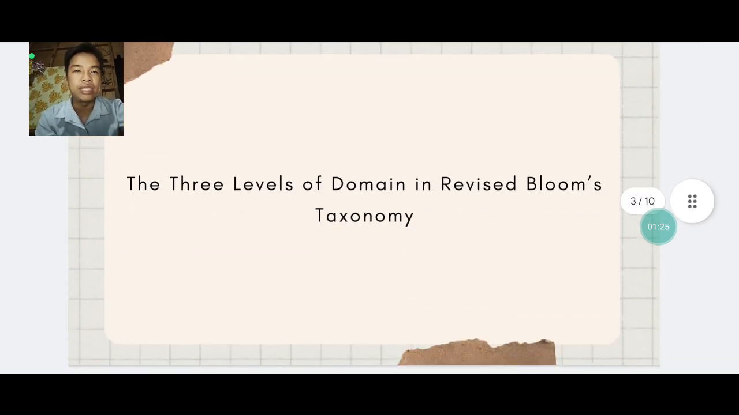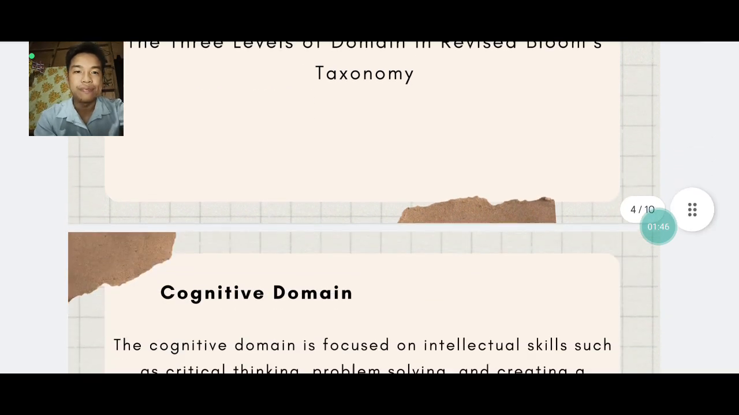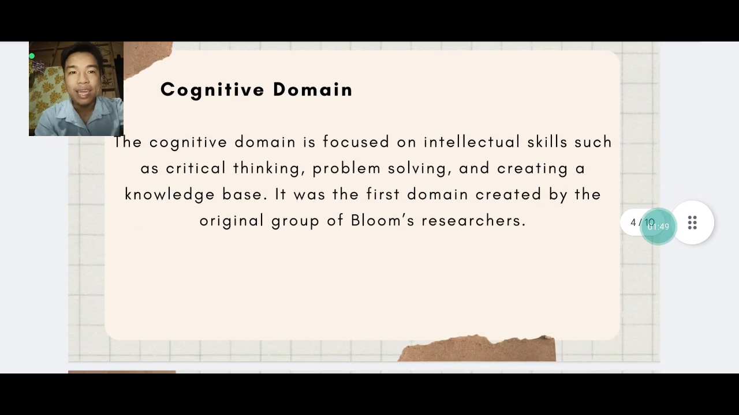I'll be discussing the three domains in the revised Bloom's taxonomy. The first is the cognitive domain, the second is the psychomotor domain, and the third is the affective domain. I'll first discuss what we mean by the cognitive domain. The cognitive domain is focused on intellectual skills such as critical thinking, problem solving, and creating a knowledge base. It was the first domain created by the original group of Bloom's researchers.